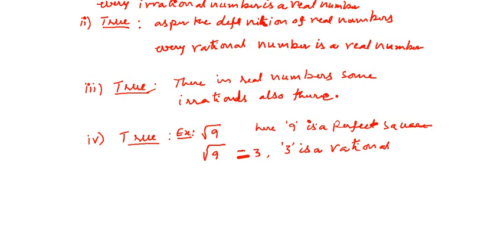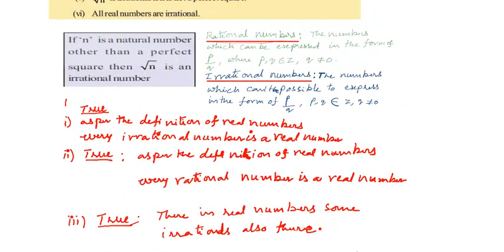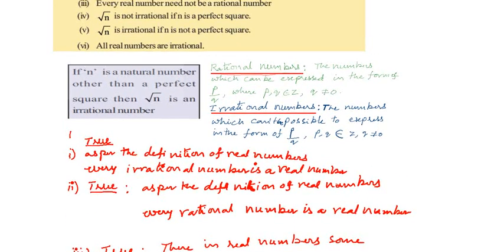Now we move to the fifth statement. What is the fifth statement? Root n is irrational if n is not a perfect square.